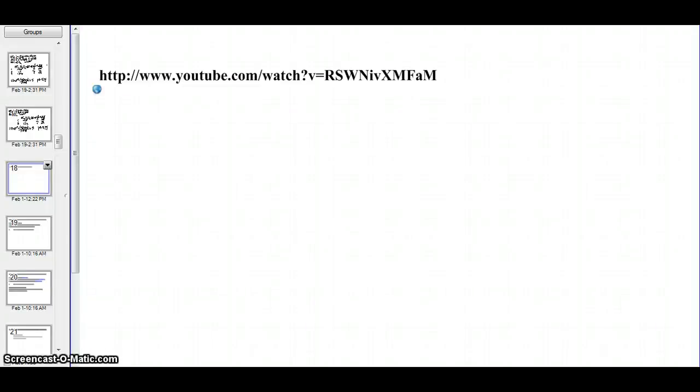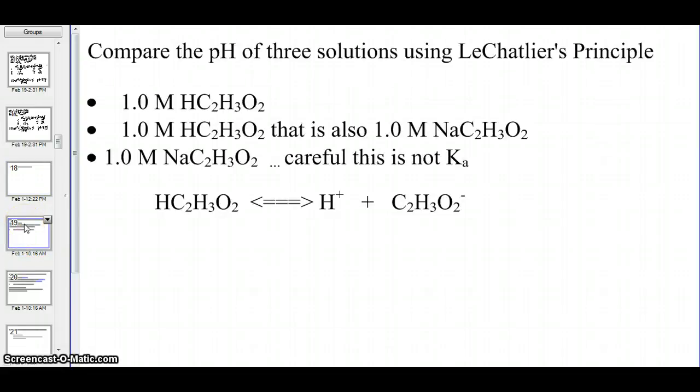Okay, so here's the link to the first podcast on Lewis acids and bases for this snow day, and following this is the second part of today's lesson, which will be to calculate the pH of three different solutions.